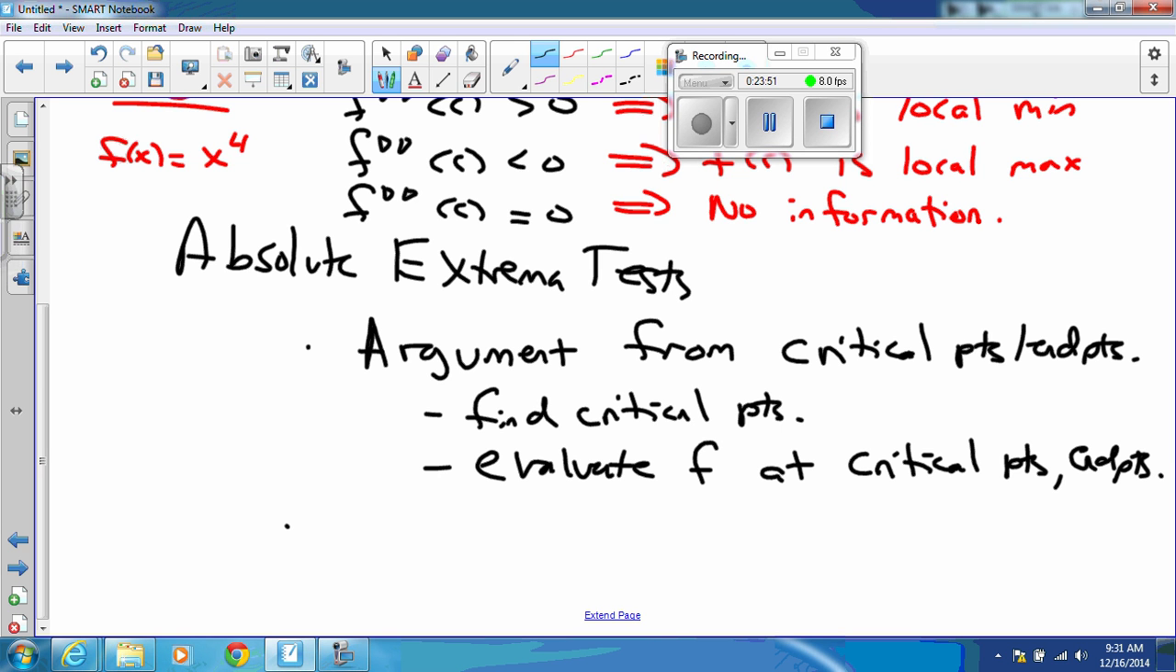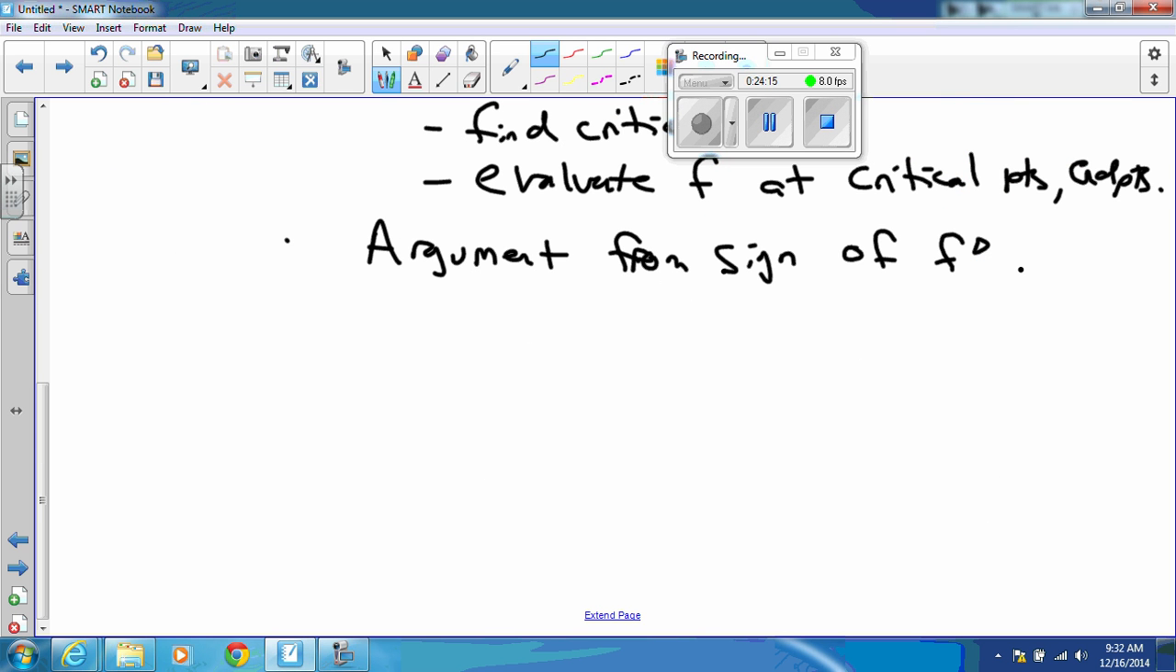The next one too: if you can state that f prime is greater than 0 on one side and less than 0 on the other side, yeah, that makes sense. So that's the argument from the sign of f prime.